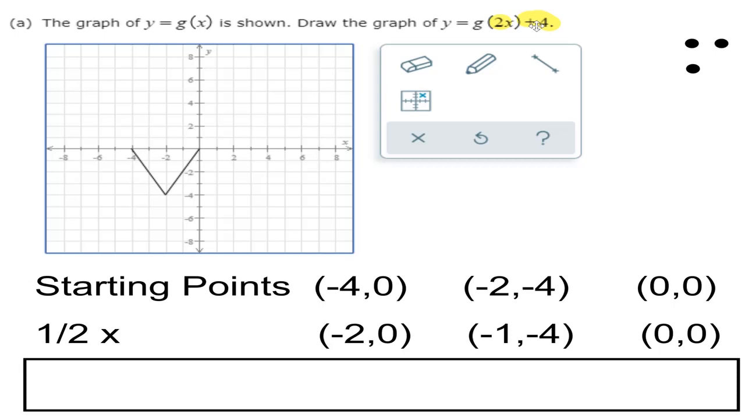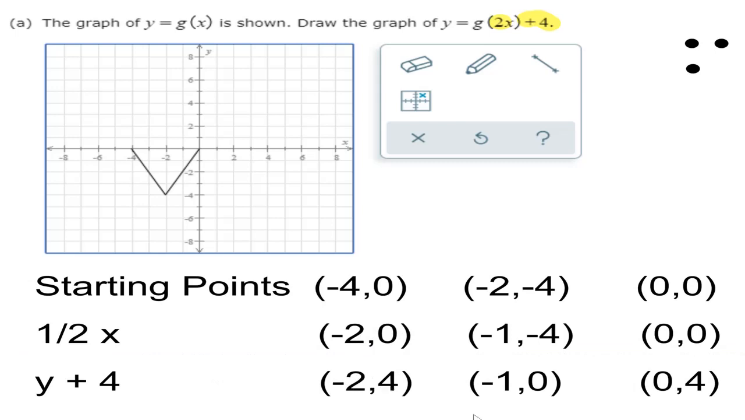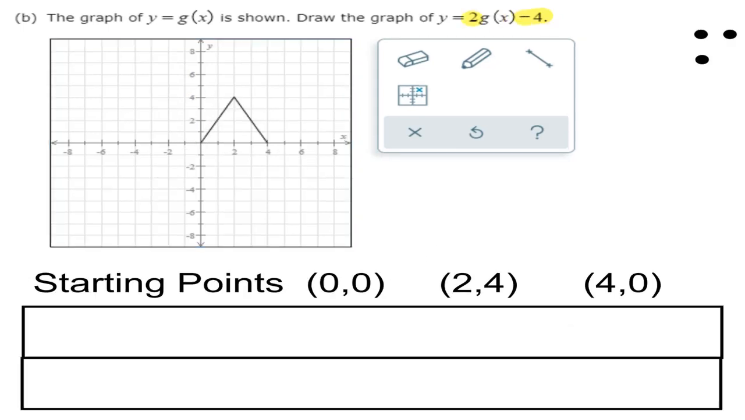Now I have +4 on the outside, so I'm going to add 4 to my y's. So I get (-2, 4), (-1, 0), because -4 plus 4 is 0, and then (0, 4), because 0 plus 4 is 4. I'm going to graph those 3 points. So I have (-2, 4), (-1, 0), and (0, 4). I'm going to connect my dots. And that's my graph.